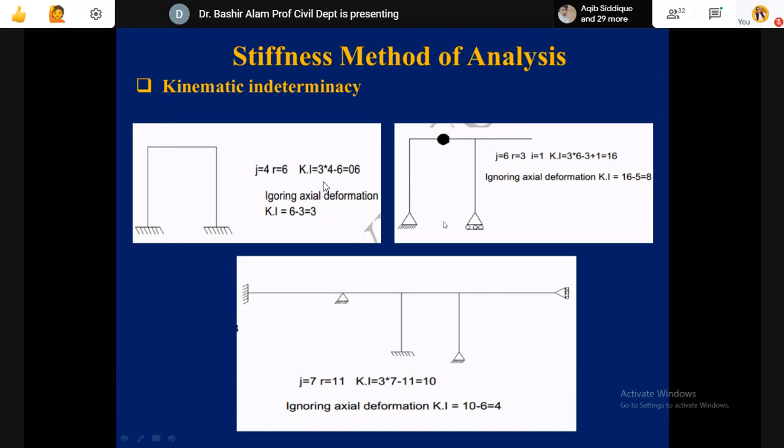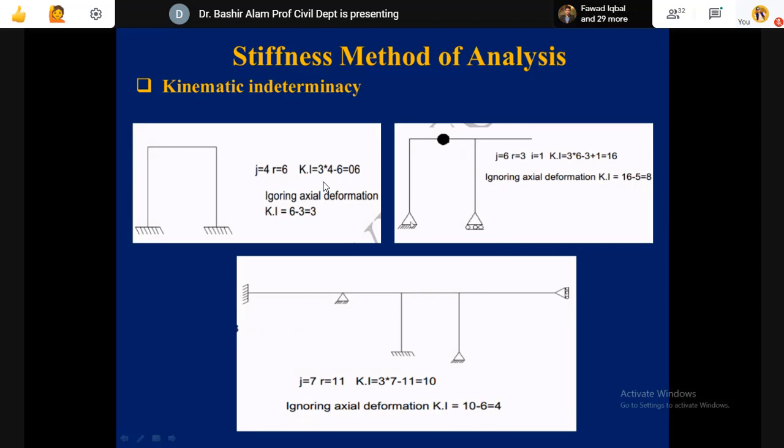Coming to this one, now the number of joints. How many joints we have? 1, 2, 3, 4, 5, and 6. So J is 6. Reactions: 2 here and 1 here, 3. Internal hinge condition is 1. So 3 times 6 minus 3 plus 1, this is 16 degrees indeterminate now.